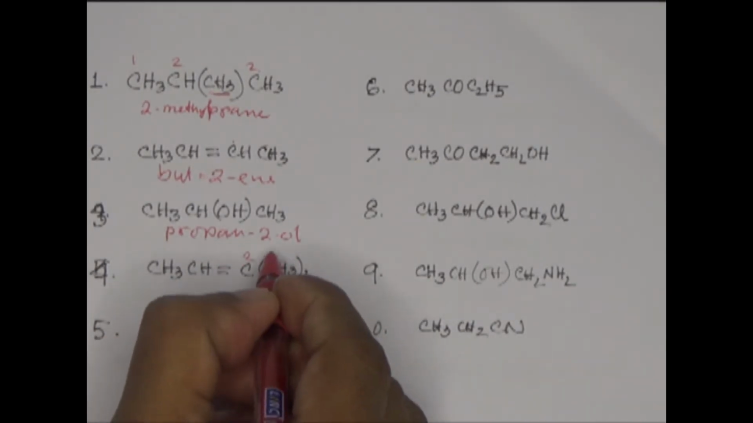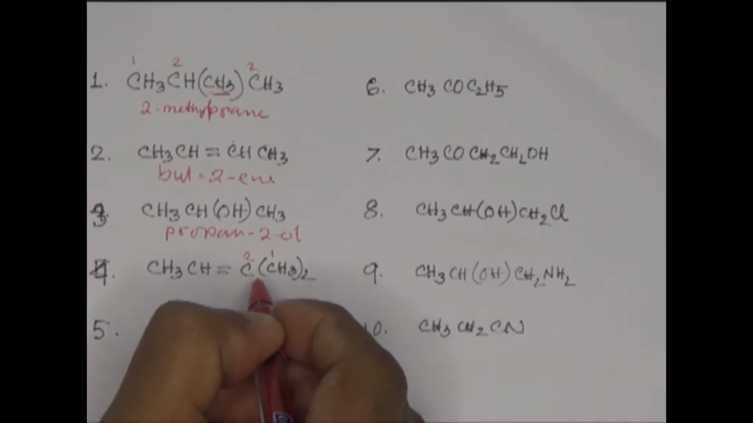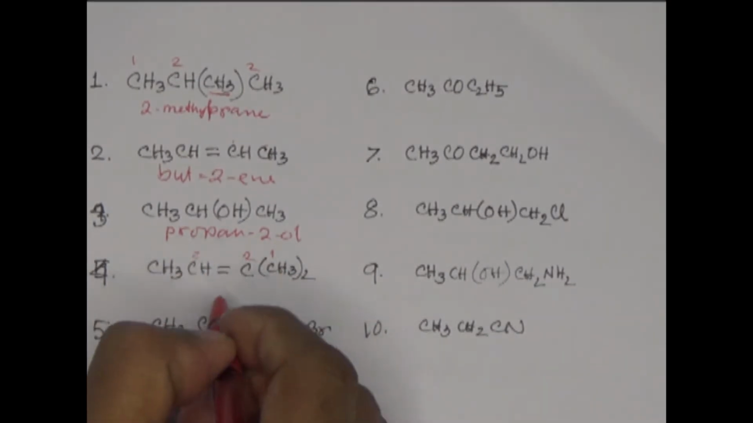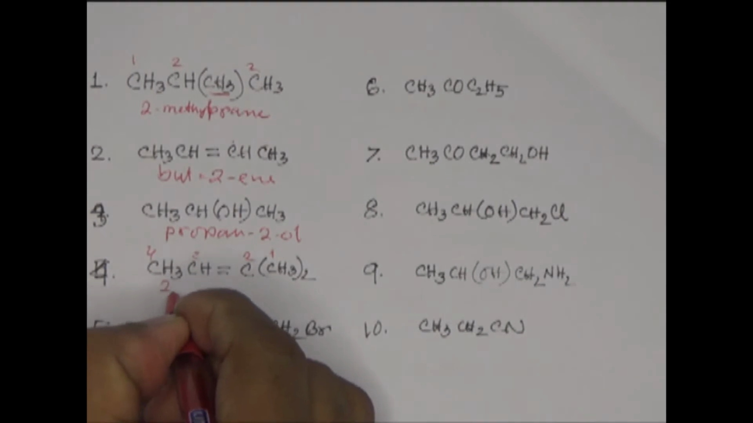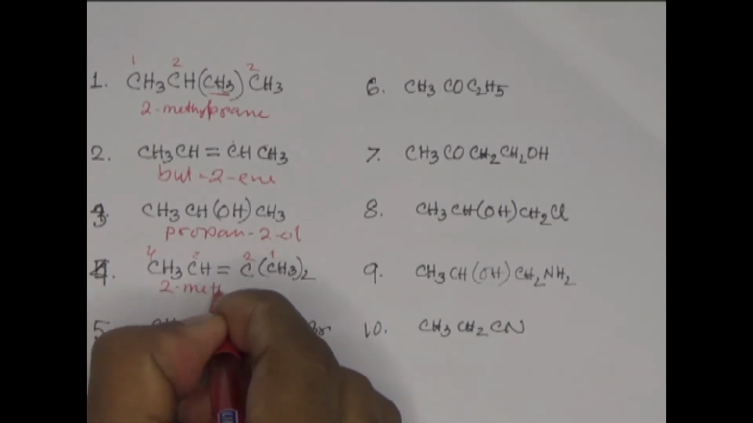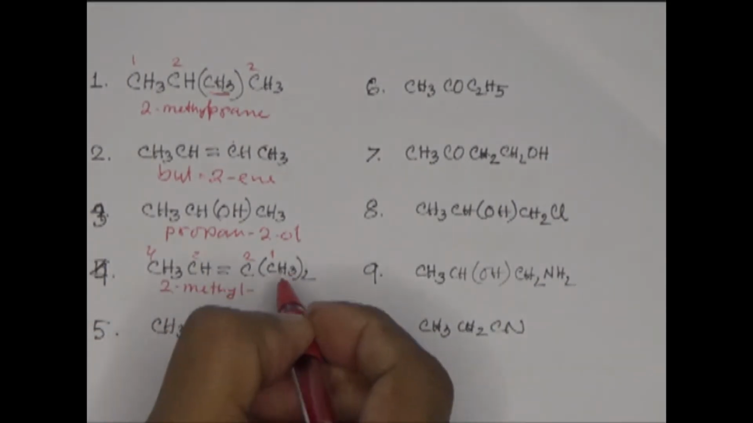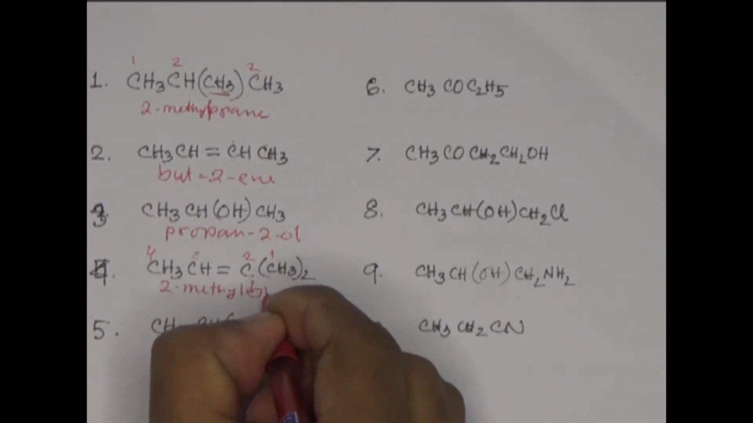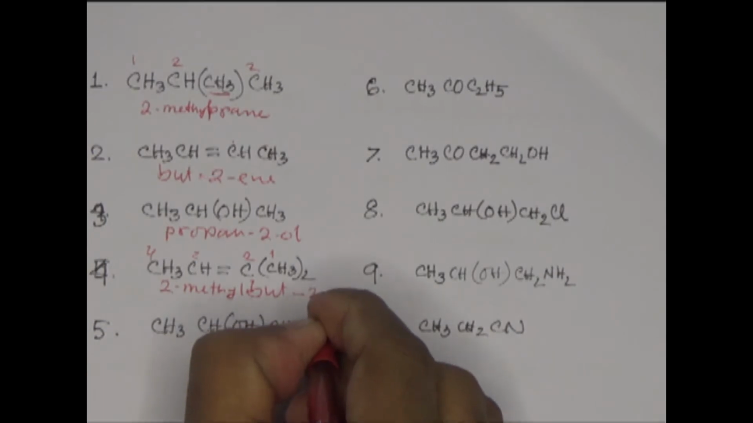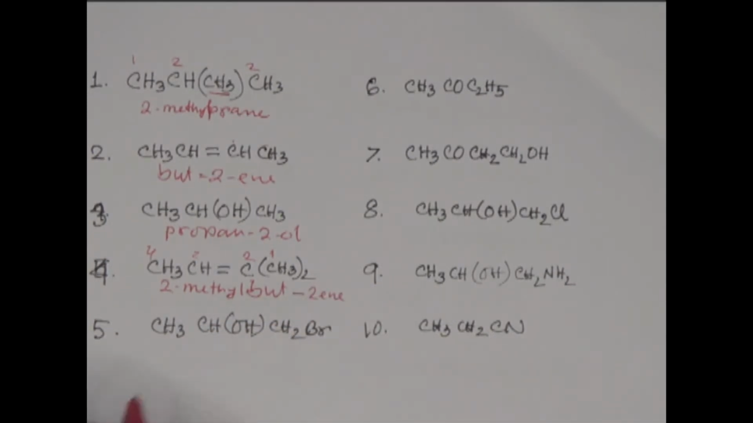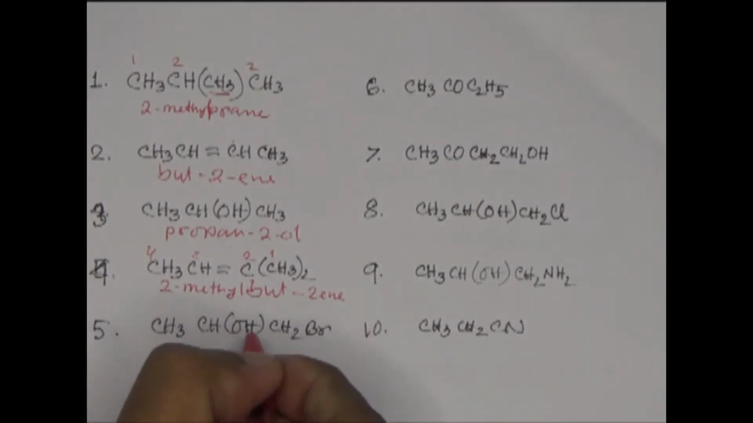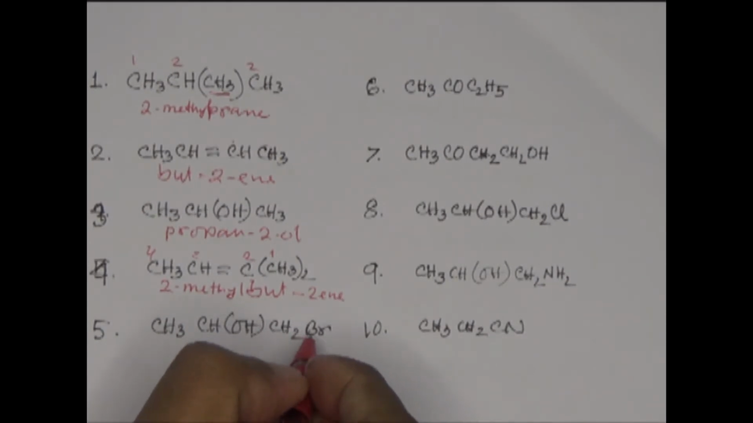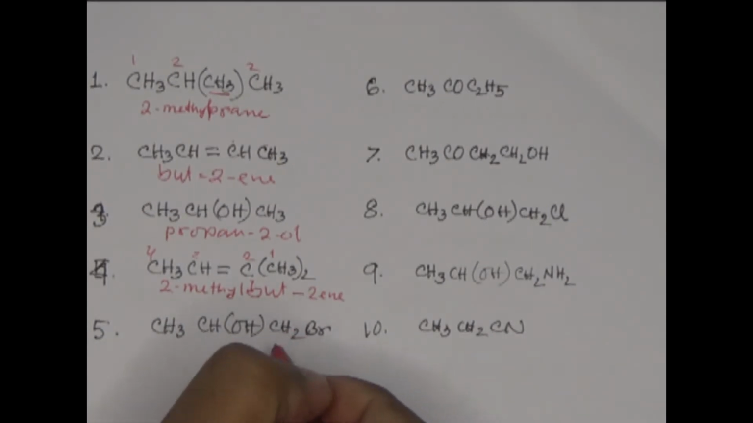The fourth one has an alkene functional group, and there is a branch at position 2. This is position 2, and another CH3 is the branch, then 2, 3, 4. So 2-methylbut-2-ene. Number 5, the alcohol functional group. This is a multifunctional organic compound.